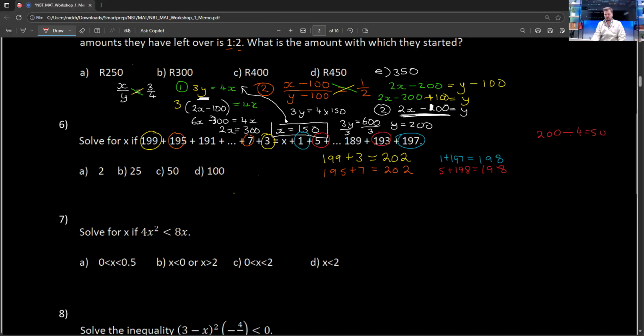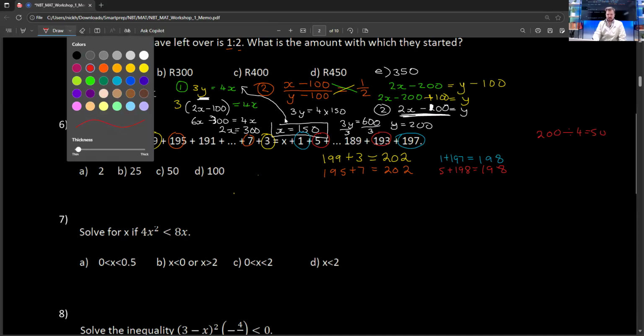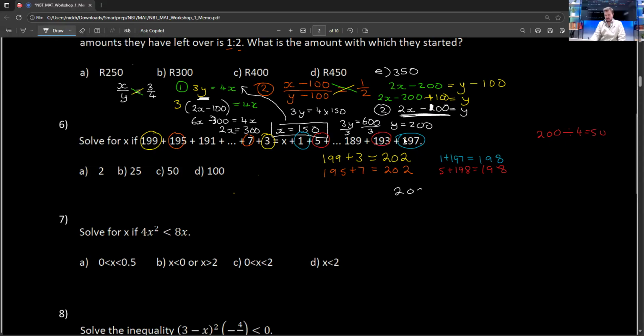So if there's 50 terms, you will get 25 pairs of 2. So what we now know is that there would be 25 of these 202s and 50 of these 198s. So what we can do is simply take the difference between 202 and 198. Well, 202 minus 198 is equal to 4. So that would mean there would be 25 of these.